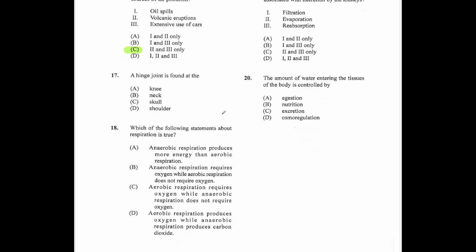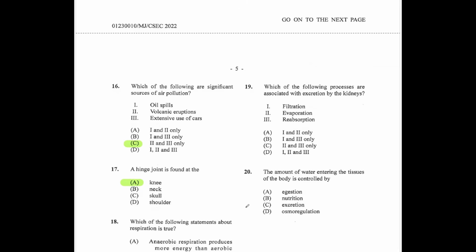A hinge joint is found at the knee. There's a giveaway mark there. Which of the following statements about respiration is true? This is a popular question. Take your time, read the whole question, and see that C is the answer. Aerobic respiration requires oxygen, while anaerobic respiration does not require oxygen.